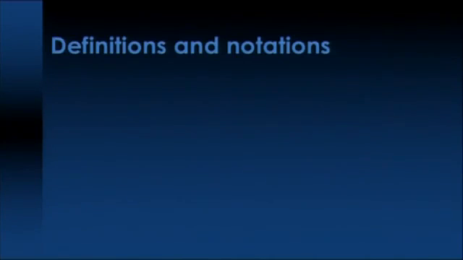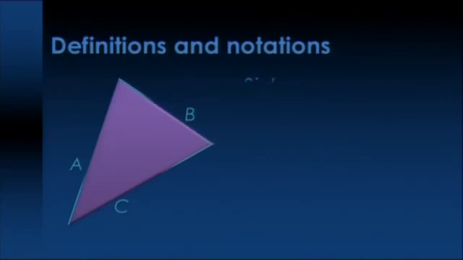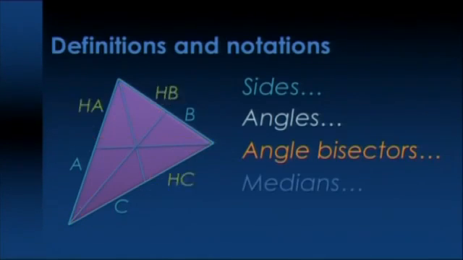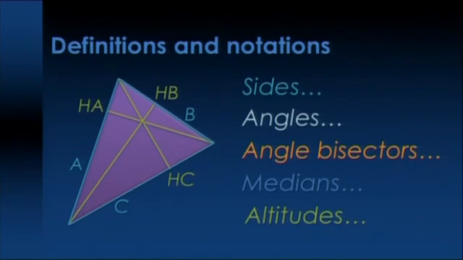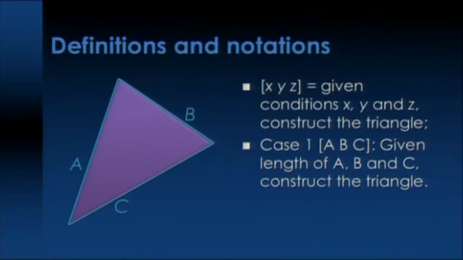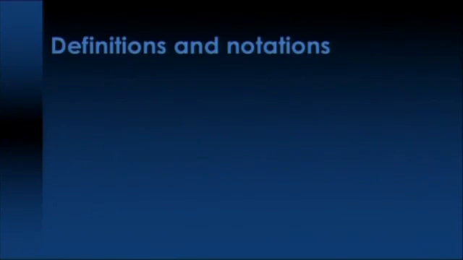Then I would like to define the notations we use for the sides, which are capitals A, B, C, and the angles are small a, b, c, the reverse of what is usually used. For angle bisectors, medians, and altitudes, we name them after the side they fall on, and then we use the prefix I for angle bisectors, M for medians, and H for altitudes. And we use this bracket to mean: given conditions x, y, z, construct a triangle. For example, in case 1, we wrote this to mean given the three sides of the triangle, construct a triangle, which is the simplest case, of course.